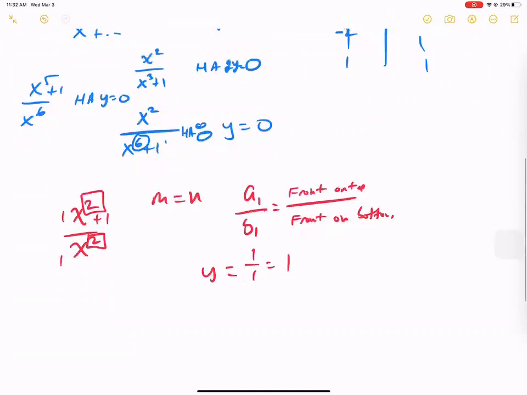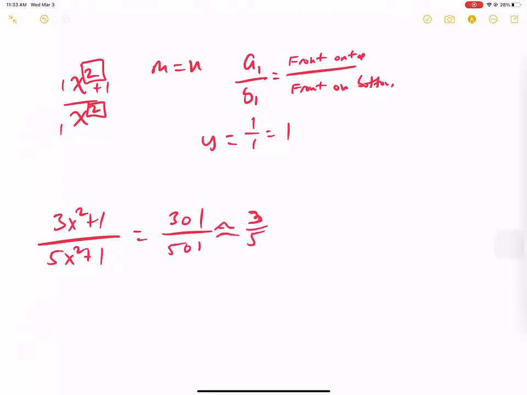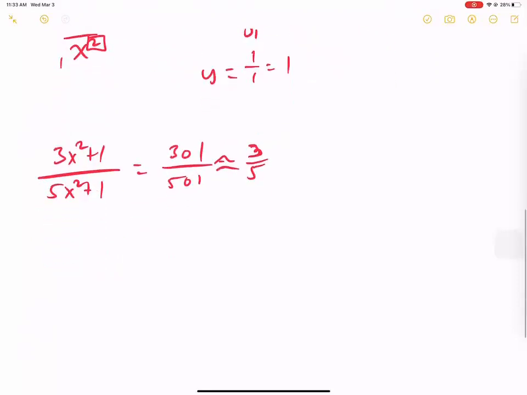Let me give you a couple examples here. What if I write 3x squared plus 1 over 5x squared plus 1? Are these the same strength? Yes. And what I mean by same strength is x squared is always going to be right next to x squared. So if I made x 10, 10 squared is 100. This would be 301 over 501. Isn't this pretty much like really close to 3 over 5? It's close. It'll never be exactly 3 over 5, but that's the idea. It's going to become closer and closer to 3 over 5 as these numbers get bigger.